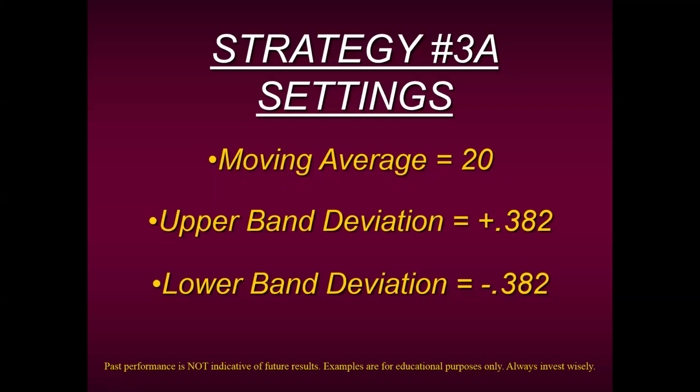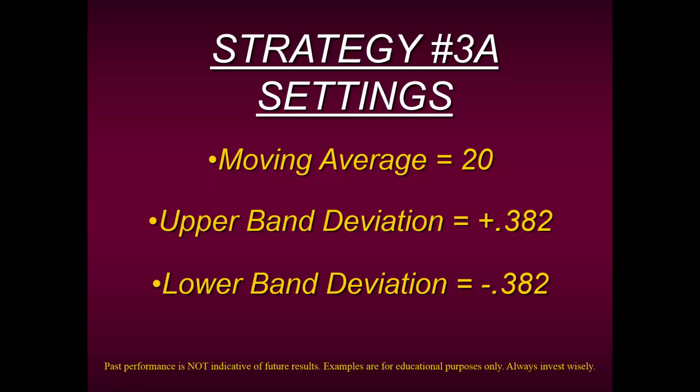Okay, here are the proprietary Strategy 3A settings. We're going to leave the middle band, which is just the moving average, the exact same. We're not going to touch it. The moving average is going to be set the same at 20. All we are doing is changing the upper and the lower band deviations. The upper band, instead of a reading of 2, is going down to a fraction, +0.382. And the lower band, which was usually set at -2, is going to -0.382. So that's all we're doing. We're changing the upper and the lower band.